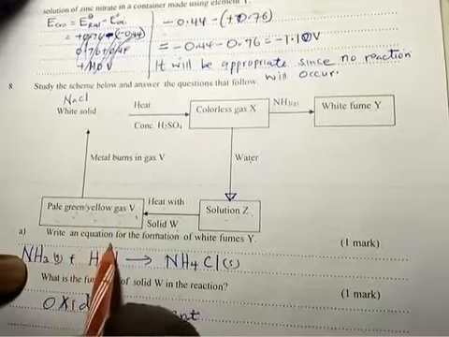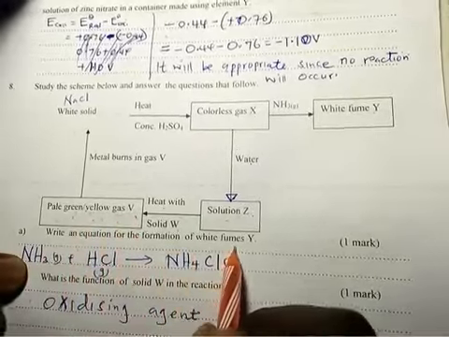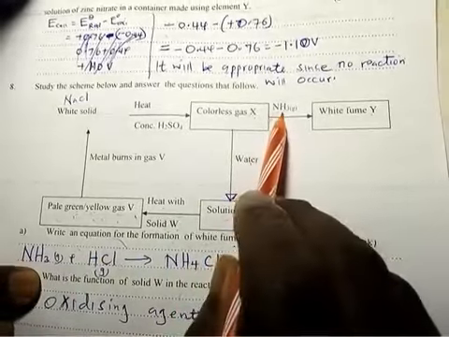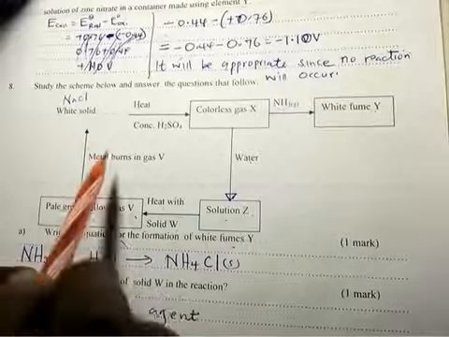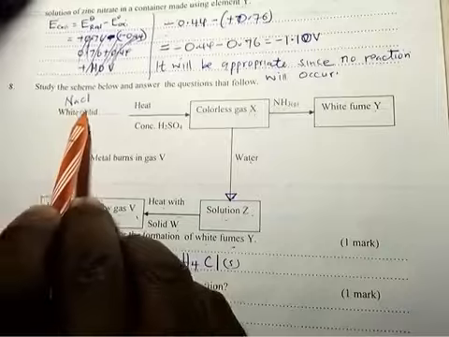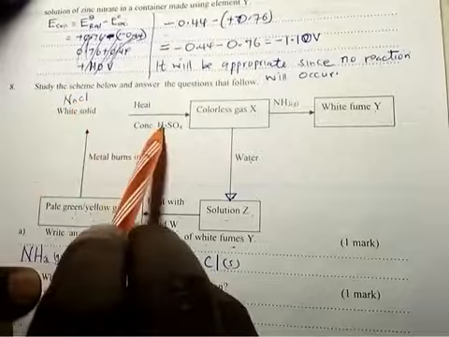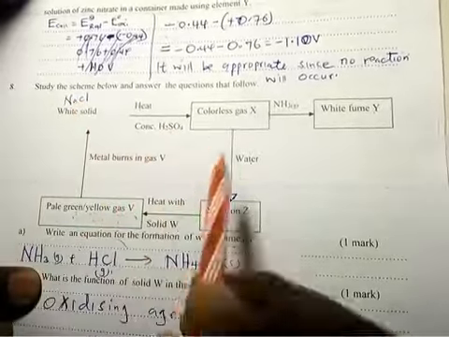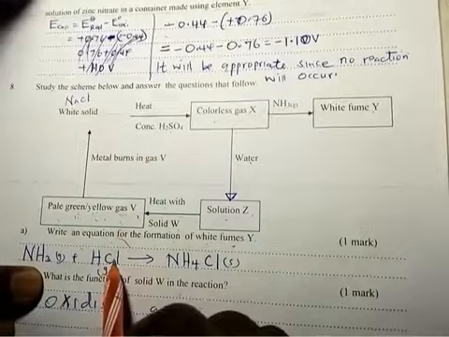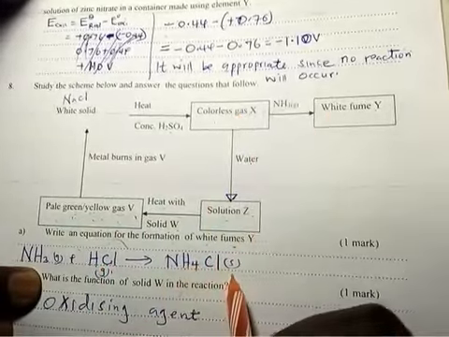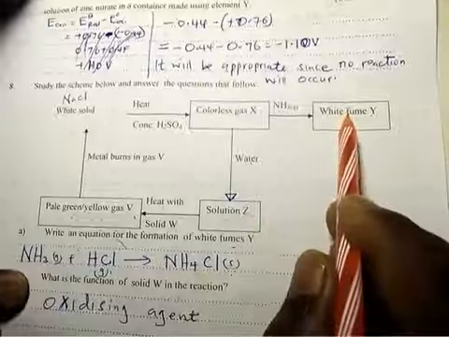Write an equation for the formation of white fumes. What forms the white fumes is the reaction between ammonia and hydrogen chloride. So the solid here should be rock salt, which is sodium chloride. Sodium chloride will react with sulfuric acid to produce hydrogen chloride gas. Hydrogen chloride will react with ammonia to form ammonium chloride, which is the white fume.